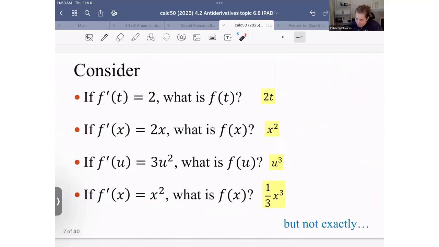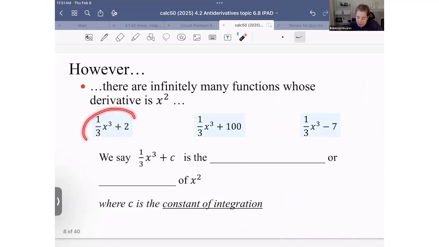Okay, so the thing is when we say that the antiderivative is 1/3 x cubed or u cubed, this is not exactly true, because the truth is that if I had 1/3 x cubed plus 2, the derivative of that would be x squared. If I had 1/3 x cubed plus 100, the derivative of that would also be x squared. If I had 1/3 x cubed minus 7, the derivative of that would also be x squared. So we're actually going to use a letter that's called the constant of integration. So we say that the antiderivative would be 1/3 x cubed plus c, where we call this the antiderivative.